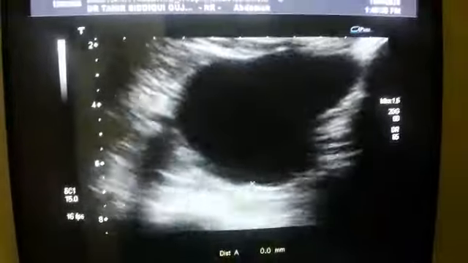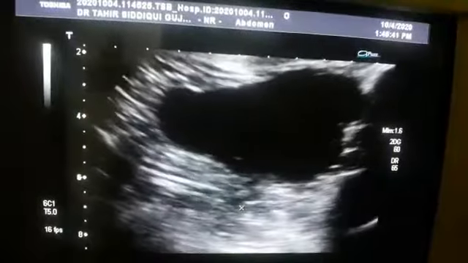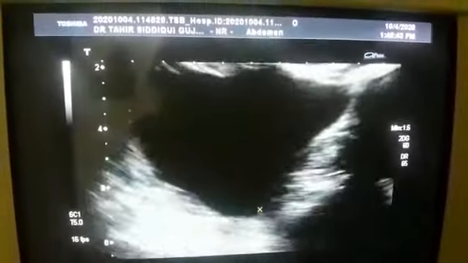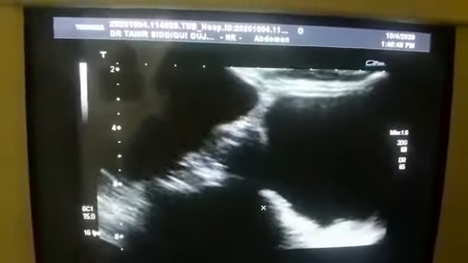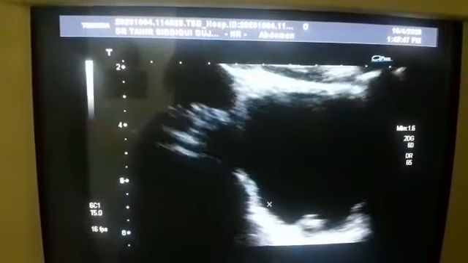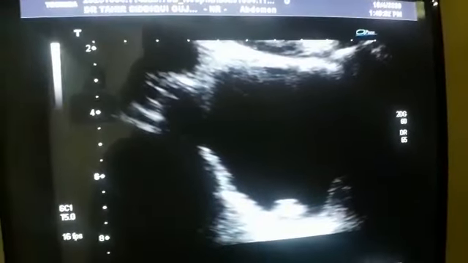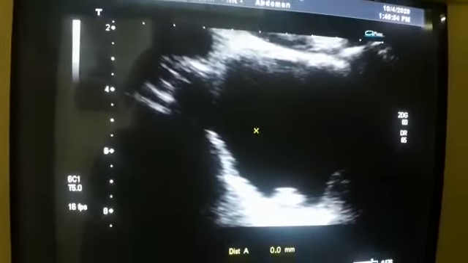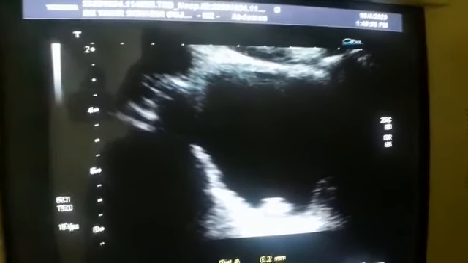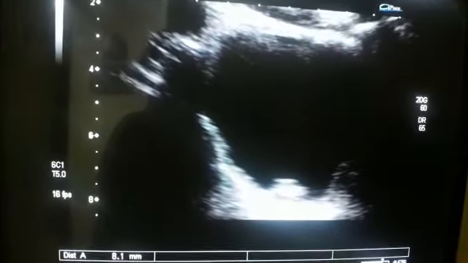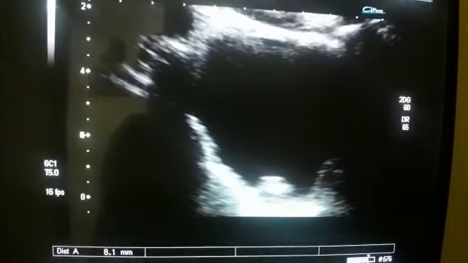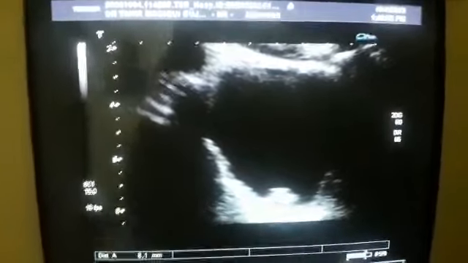Now this is the transverse view of the urinary bladder, and you see that this is the calculus location. I have shown you now the approximate measurement. Here it measures 8.1 mm. So this is the accurate measurement for the urinary bladder.